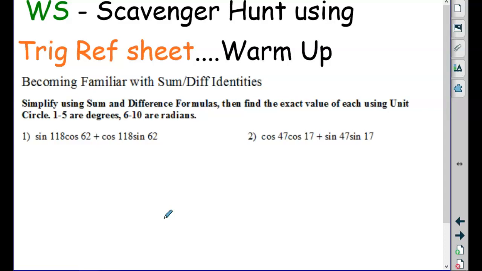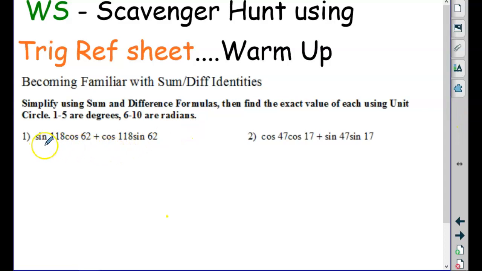What was that? Yeah. We need the tests back, the quizzes back. So if someone wants to collect those, otherwise I need to get going here.